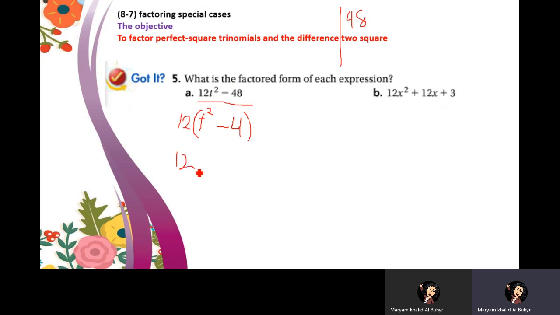12 times t squared minus 2 to the power 2. Excellent. I have a difference between two perfect squares. So just use your rule. t minus 2, t plus 2.